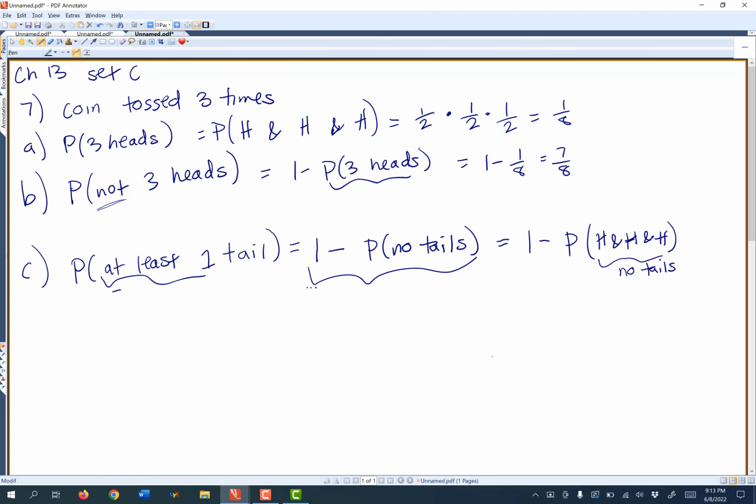Now, heads and heads and heads, we found that. That's up here in part A. So we don't have to calculate it again, although we could just doing the exact same thing. So we'll do 1 minus 1/8, which again gives me 7/8. So that's the probability of at least 1 tail. Now, if you want to do part D, you're going to work it out exactly the same way, except instead of saying no tails, it'll be no heads.